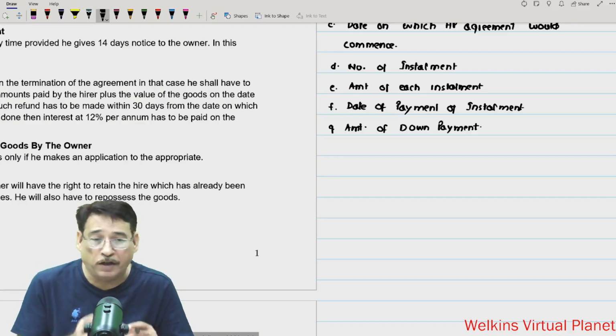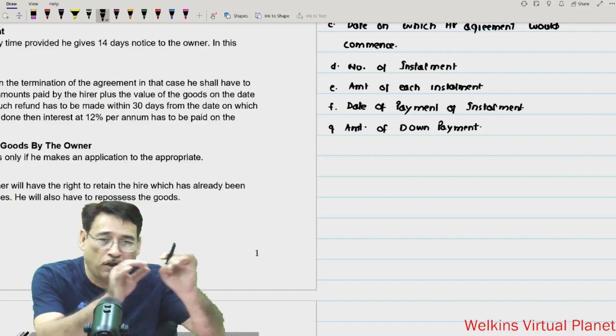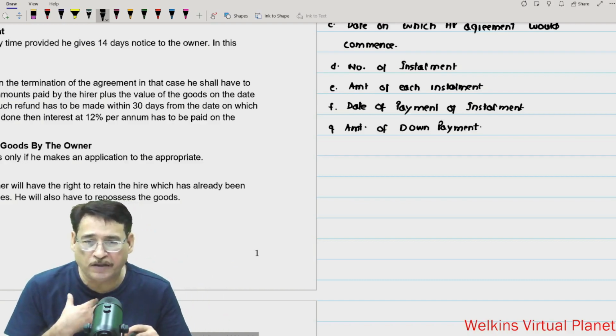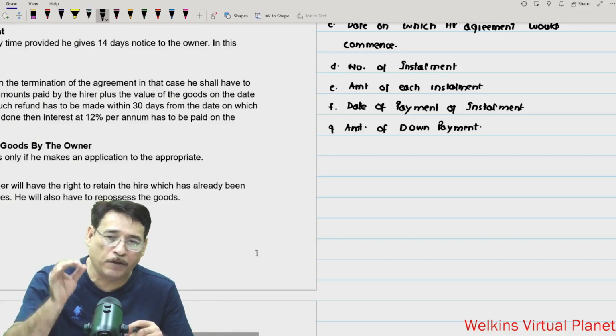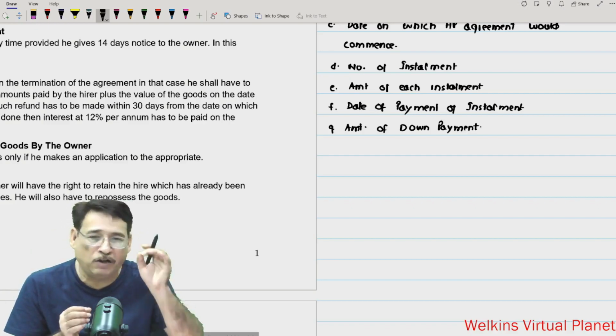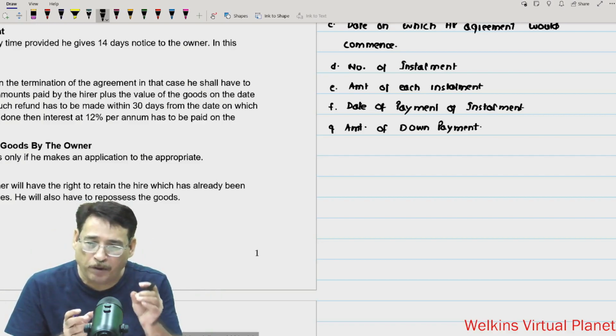Another important point is that the hire purchase agreement also clearly states what happens if any default is committed by the hire purchaser. For example, I am the seller. I have asked the hire purchaser to pay the down payment today, and at the end of the first year, you will pay me this much amount. At the end of the second year, you will pay me this much amount.